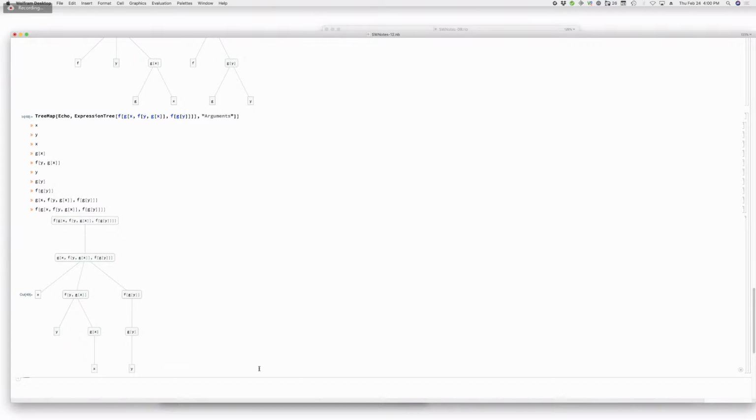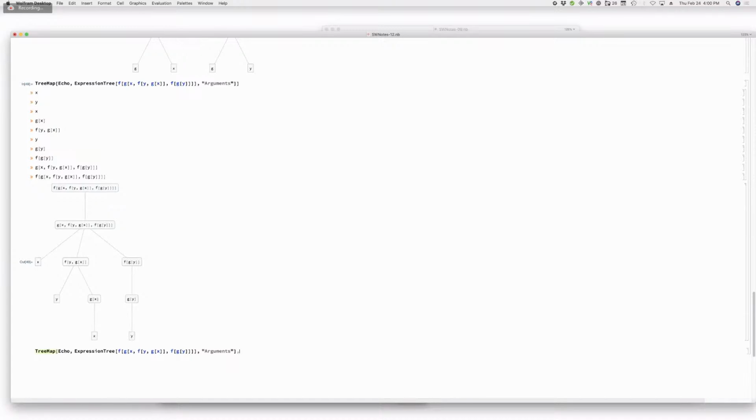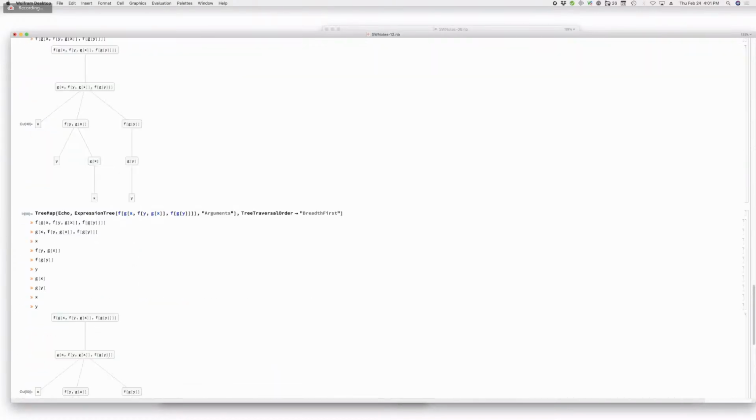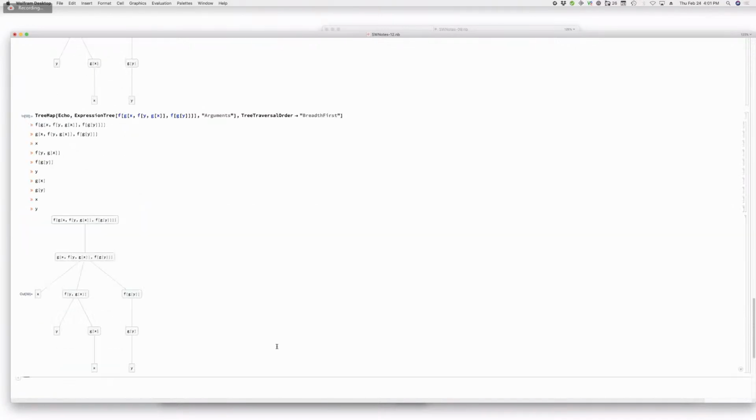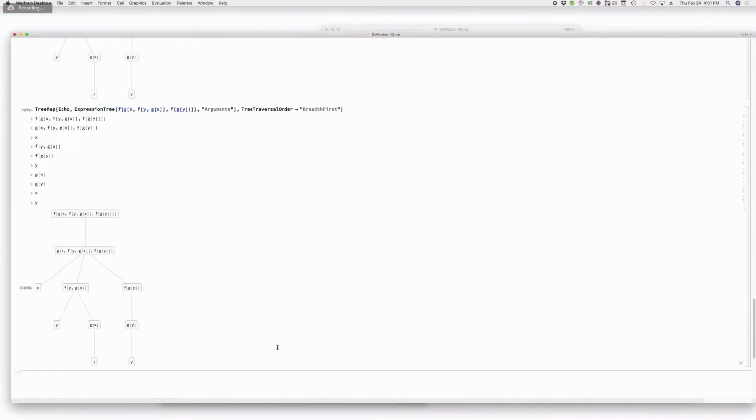Now, were we to do a tree map with a different traversal order, so let's just, to understand what we're doing here, we would say traversal order, is it tree traversal order? Tree traversal order. Okay, so now let's say, is there a breadth first option? Yep. Okay, I don't understand. Oh, I see. We got back out the same expression here, but here, breadth first, beautiful, beautiful. Okay, I understand how that works.